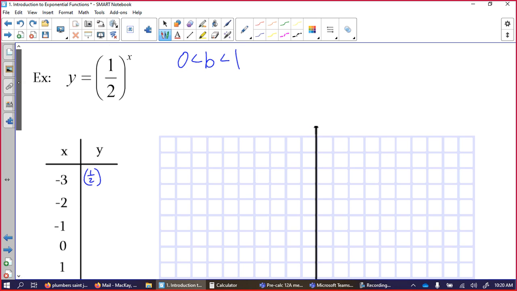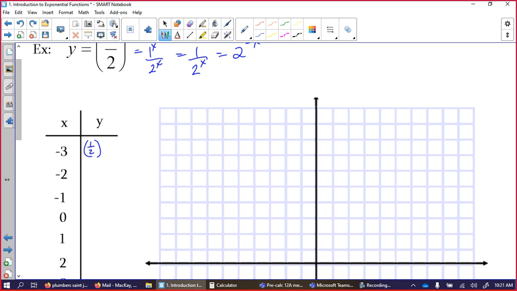And we can look at this, a half to the x. Well, I can put 1 to the x over 2 to the x. Well, that's just 1, so that's irrelevant. 1 over 2 to the x, which is the same as 2 to the negative x. If we have a negative in front of the x, we are, based on transformations, reflecting this in the y-axis.